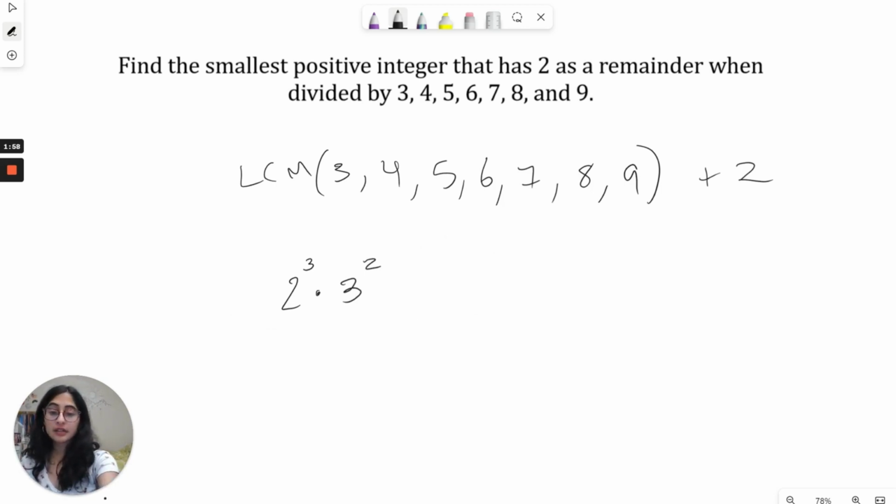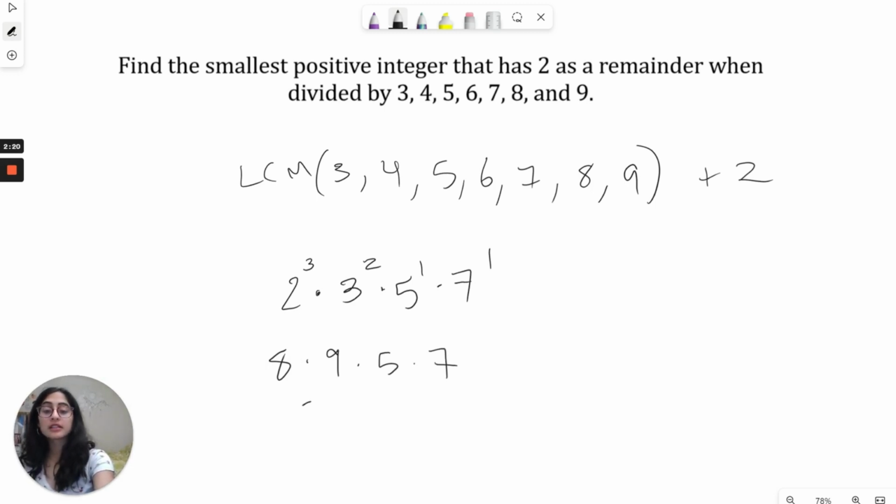So let's go to the next one, 5. There's only 1 power of 5 here. And then next is 7. There's only 1 power of 7. And the next one is 11, and we have no 11s, so our least common multiple is going to be 2 to the third times 3 squared times 5 times 7. So that's 8 times 9 times 5 times 7.